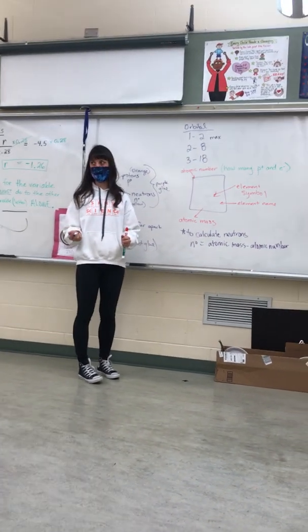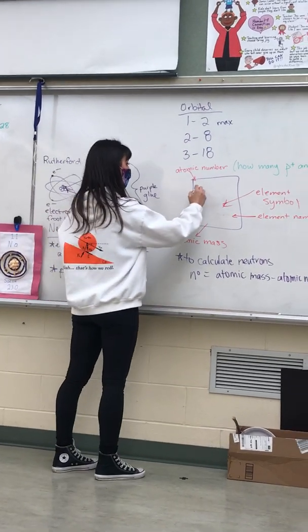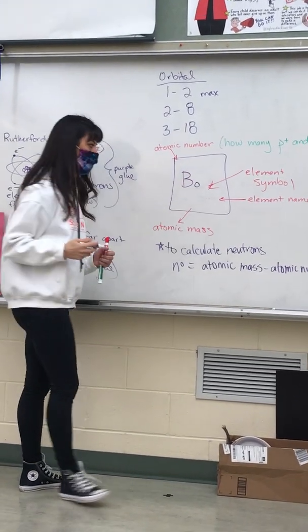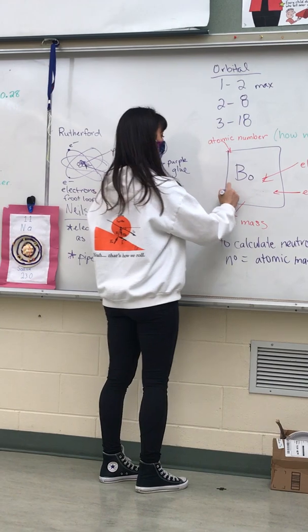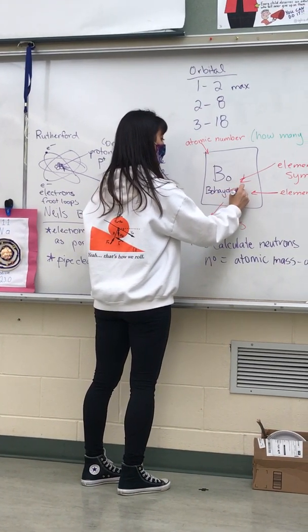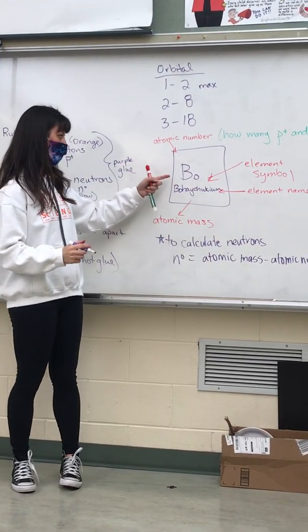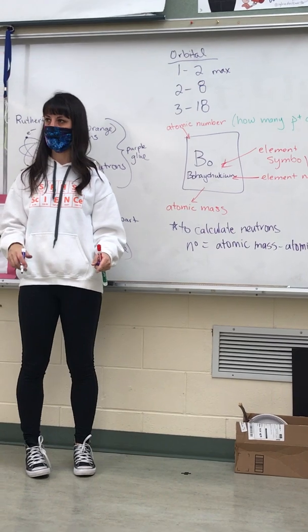Okay, so let's pretend we're doing one that's more complicated than hydrogen. Okay, let's do Bohr. That's my favorite element. Totally exists. So the element name is Bohr, and Bo is going to be the symbol. Oh, that's not a good one.